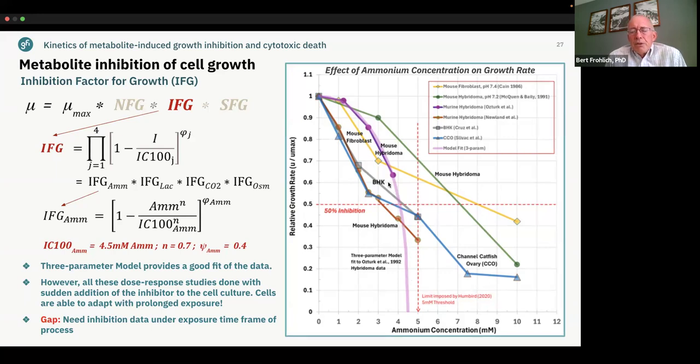So these empirical models do appear to explain, or at least model, that behavior, but we want to make you aware that there's a big caveat here. In the literature there were several instances reported that cells are able to adapt. The way most of these studies have been done is to add a bolus addition of ammonium chloride, in this case, at various different concentrations to an actively growing culture. When you do that very suddenly, the cells don't have any time to adapt, and you get high inhibition, and you even get cell death.